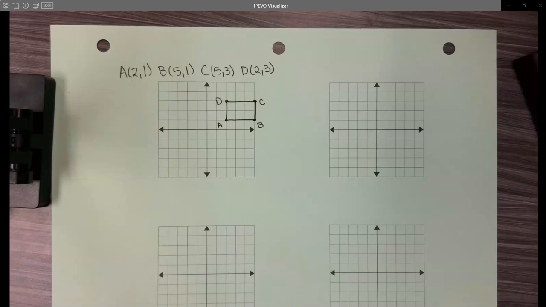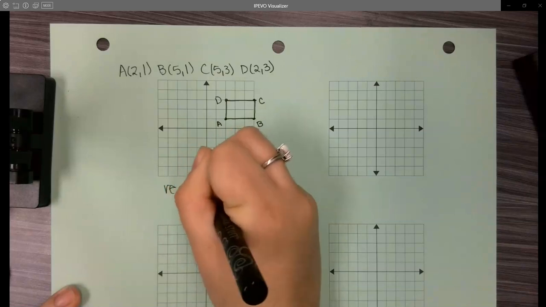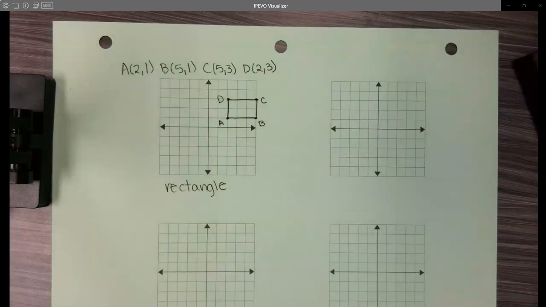Okay, does anyone have an idea of what this shape is? This one is a rectangle. I have my two parallel sides, and I have 90-degree angles, which I can see on this one because of the nice grid lines.